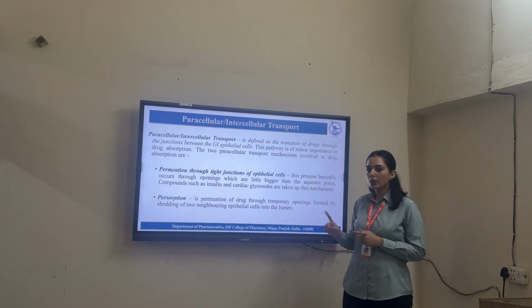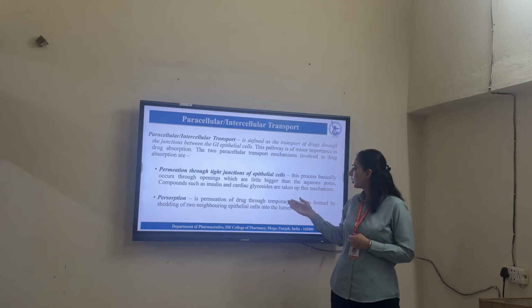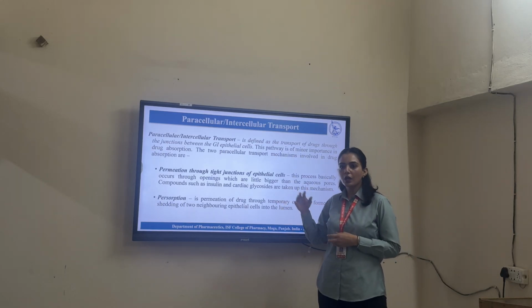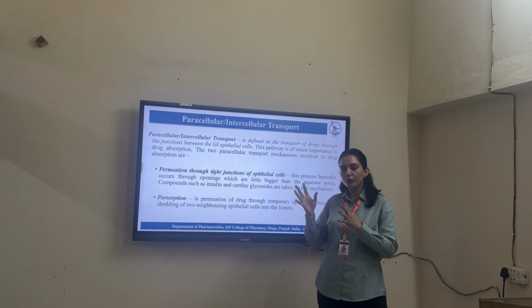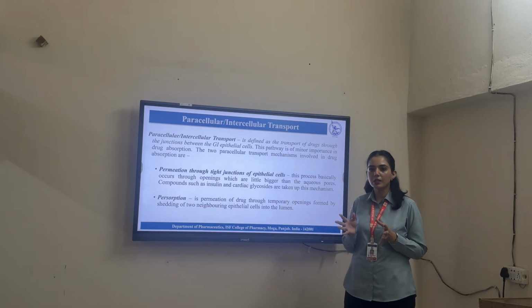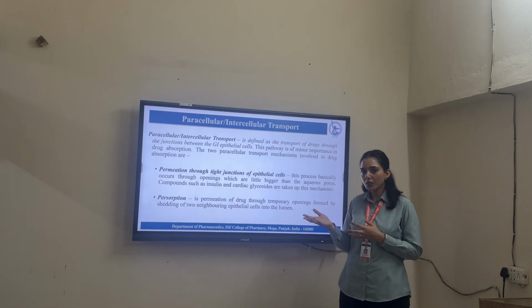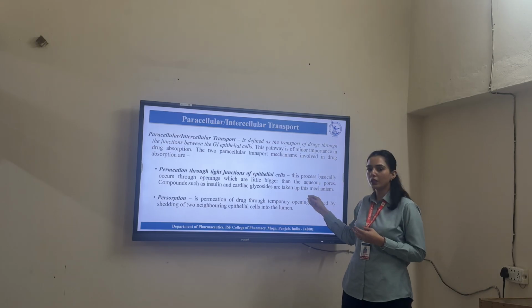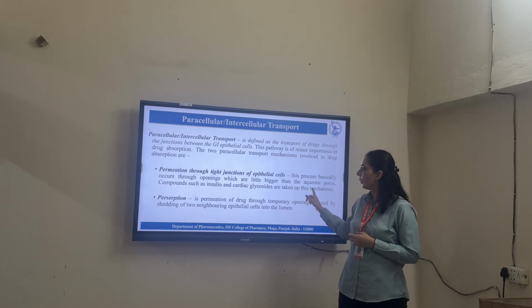And the next one is persorption. These are temporary openings formed by the shedding of two neighboring epithelial cells into the lumen. So it is a temporary transportation of the drug, basically.